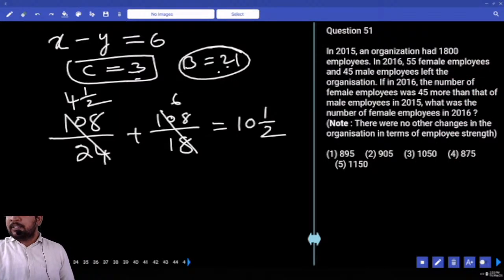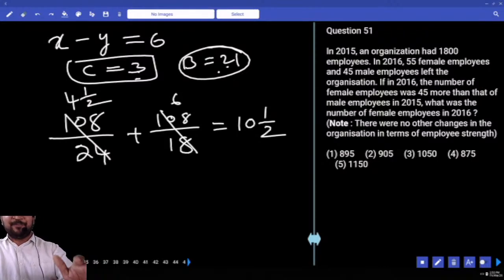Are you ready? In 2015, an organization had 1800 employees. In 2016, 55 female employees and 45 male employees left the organization. If in 2016, the number of female employees was 45 more than that of male employees in 2015, what was the number of female employees in 2016? There were no other changes in the organization in terms of employee strength.